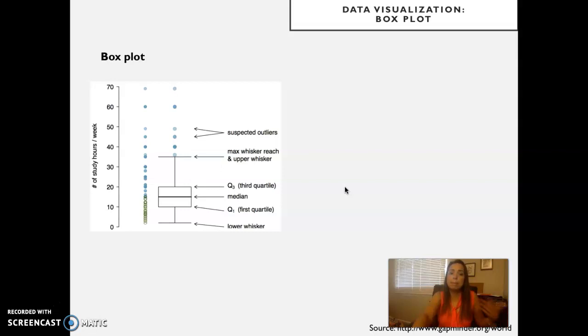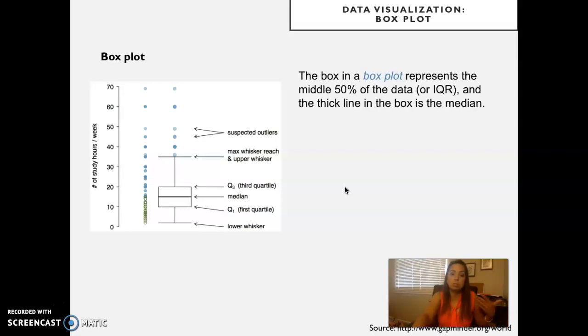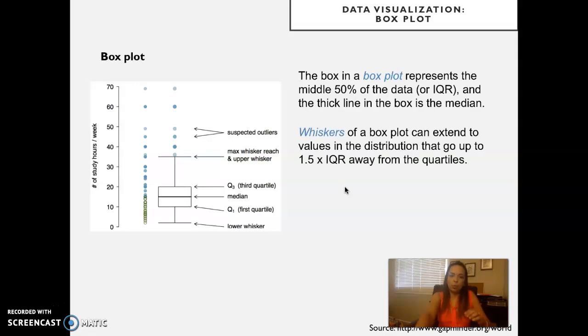Let's explore in a bit more detail what the box plot represents. The box in a box plot represents the middle 50% of the data, or the interquartile range. So the box in the box plot, that's where 50% of the data points are located. And the thick line in the box is the median. So I had told you that. The whiskers of the plot, these guys here, can extend to values in the distribution that go up to the interquartile range value times 1.5. That's kind of the tolerance range.